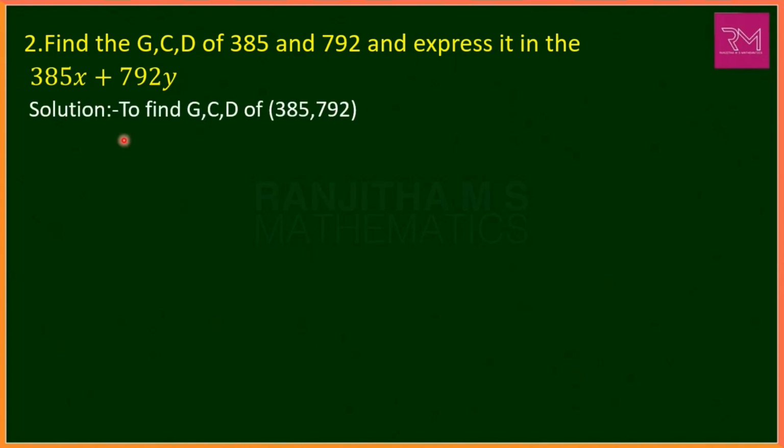Here we have to find the GCD of 385 and 792. Applying the Euclidean algorithm means you have to do the division method first. For that, 385 is the divisor and 792 is the dividend, because we have to divide the greater number by the smaller number. So 385 is the divisor and 792 is the dividend.